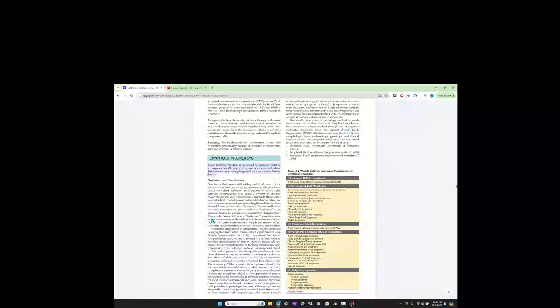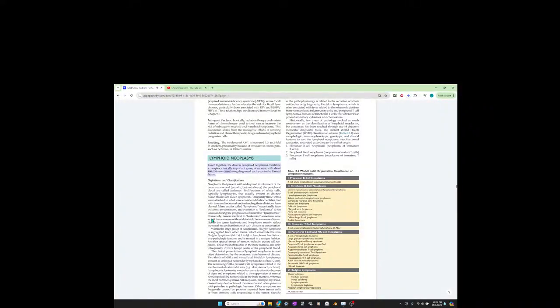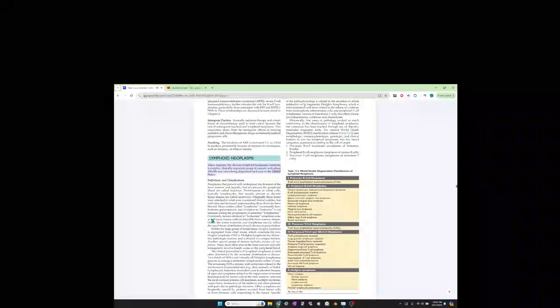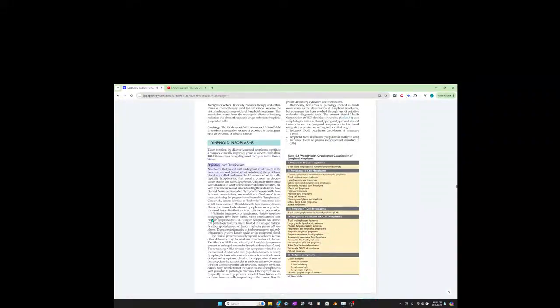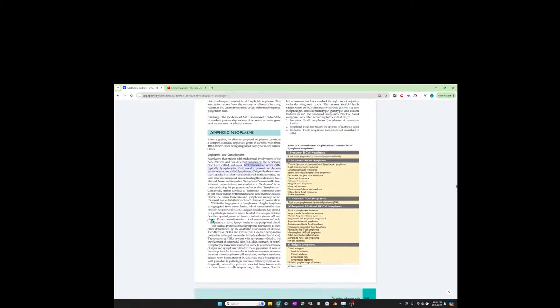Lymphoid neoplasms. Taken together, the diverse lymphoid neoplasms constitute a complex, clinically important group of cancers, with about 100,000 new cases being diagnosed each year in the United States. Definitions and classifications. Neoplasms that present with widespread involvement of the bone marrow and the peripheral blood are called leukemias. Proliferations of white cells, typically lymphocytes, that usually present as discrete tissue masses, are called lymphomas.